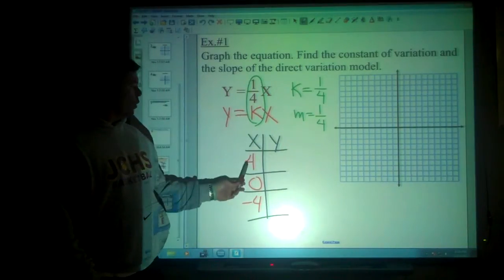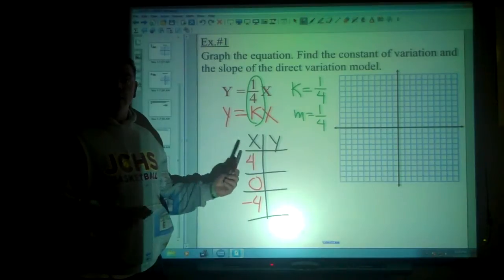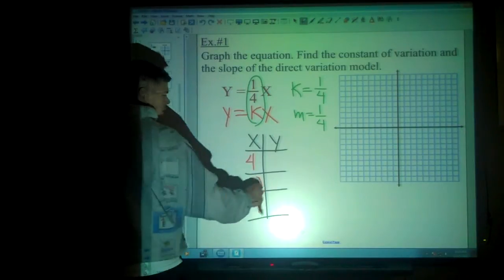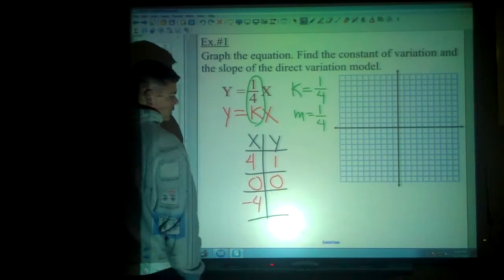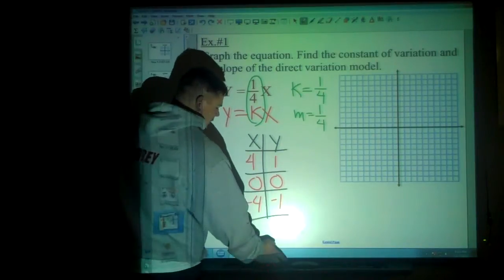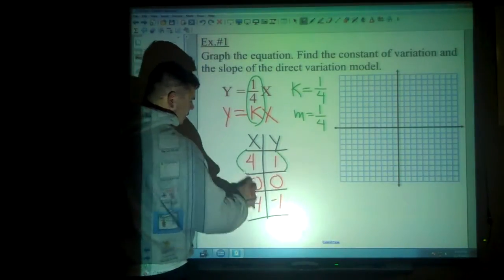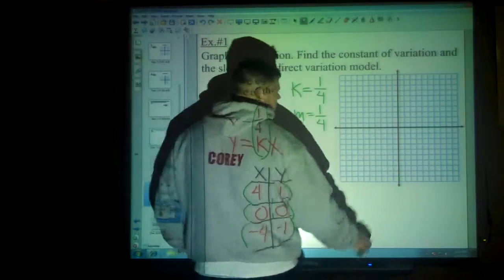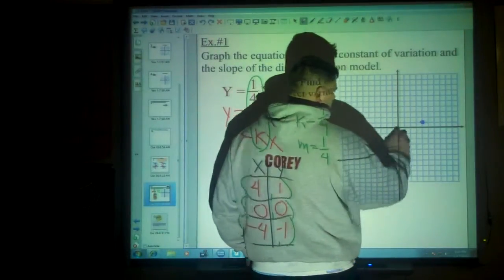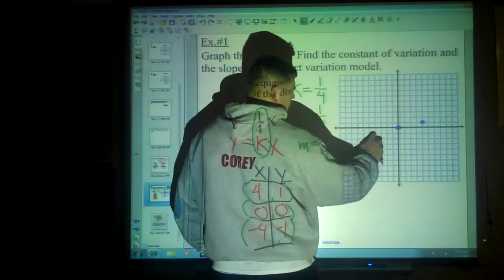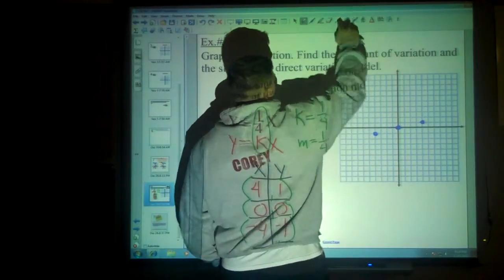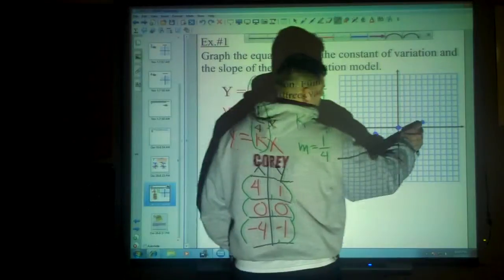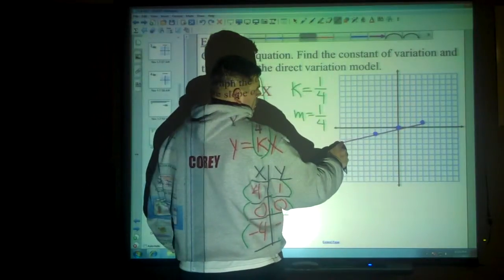It's easy to find 1/4 of 4 because it's just 1. It's one chunk of the 4. So that'd be 1. 1/4 of 0 is 0. 1/4 of -4 is -1. We make our graph based on these three coordinates. So we have (4, 1), (0, 0), and (-4, -1). And now we have a line that we can draw.